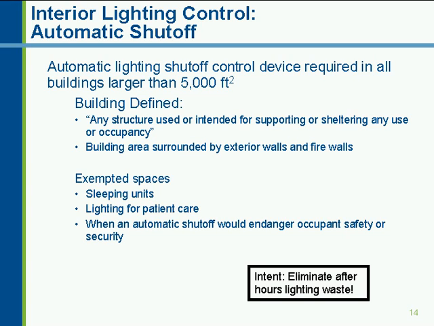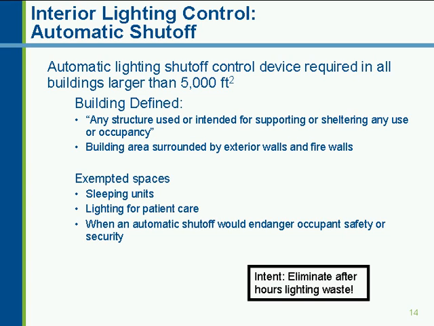One of the major control requirements in the standard, and most standards across the country, is automatic shutoff of interior lighting. And this is required in this code for any building that is greater than 5,000 square feet. You're required to have auto shutoff.